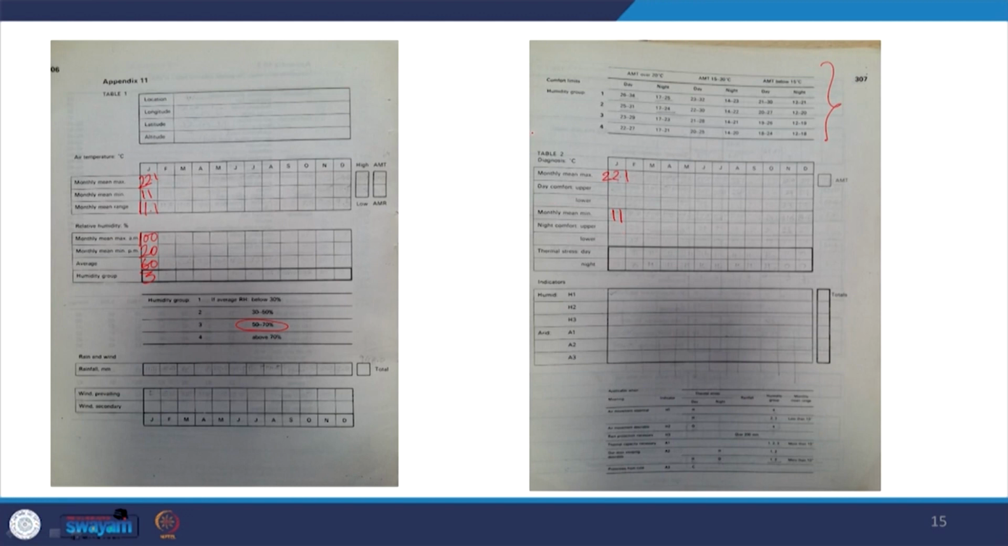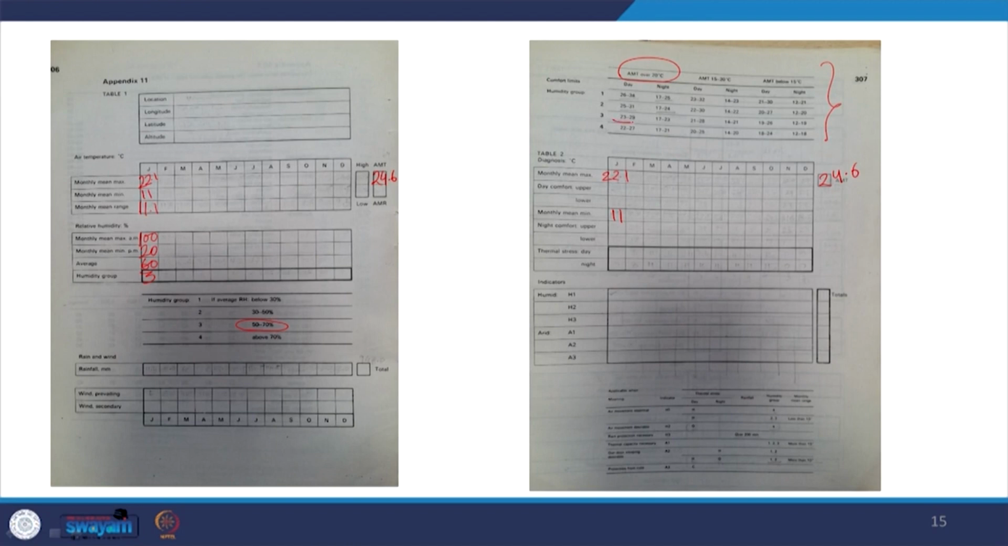We also have the annual mean temperature. Suppose the annual mean temperature in case of Jaipur comes out to be, say, 24.6 degrees centigrade, which we can calculate if we have the entire year's data. Looking at the annual mean temperature 24.6, which is above 20 degrees centigrade, and we have the humidity group, which we identified as group 3 here.